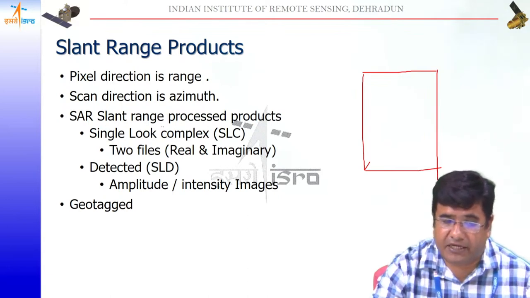SAR slant range products are of two types: SLC, which has two files containing the real part and imaginary part, and the detected product, which is called the amplitude or intensity image.